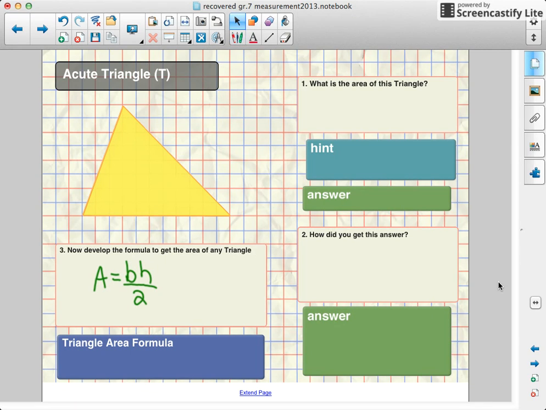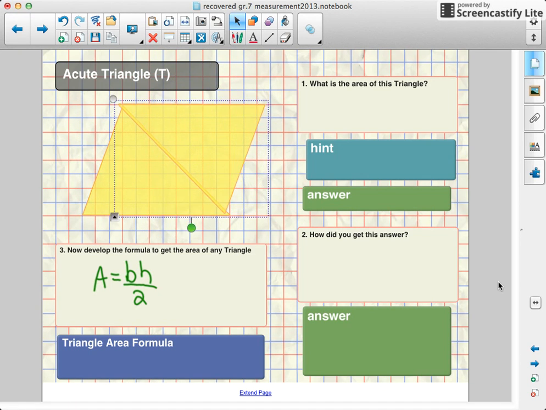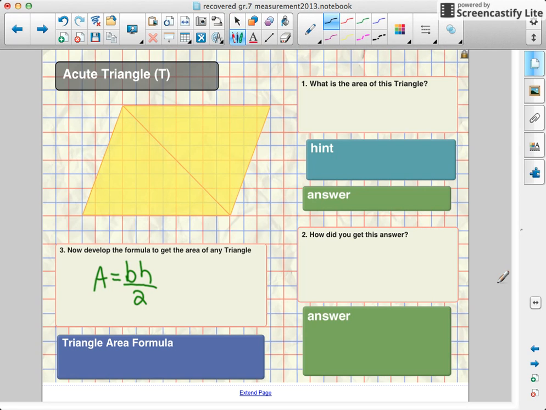Now, if we took this acute triangle and we cloned it, and we took that triangle, flipped it, and put it together with it, what we would get is a parallelogram. Now, if you remember, the area of a parallelogram was base times height. So base times height, but we're only looking at half of this parallelogram to get the triangle. So that would give me base times height divided by 2. And that is why that is the formula for the area of a triangle.